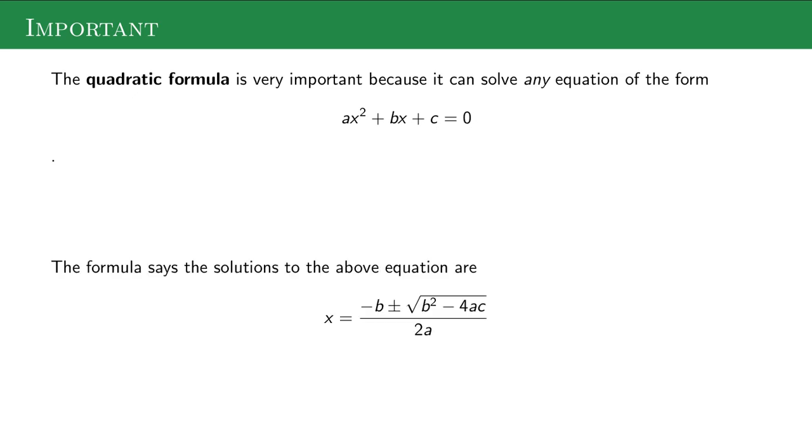And the formula looks like this: negative b, where b is the number next to x, plus or minus the square root of b squared minus 4ac, all over 2a. So a is the number in front of x squared, and c is the number at the end.